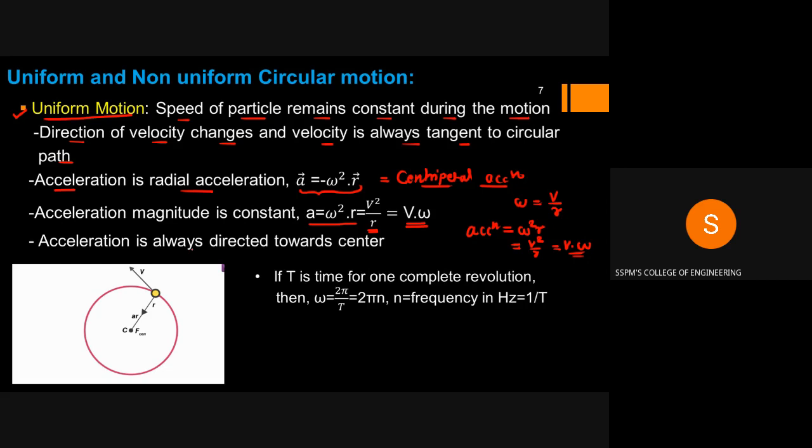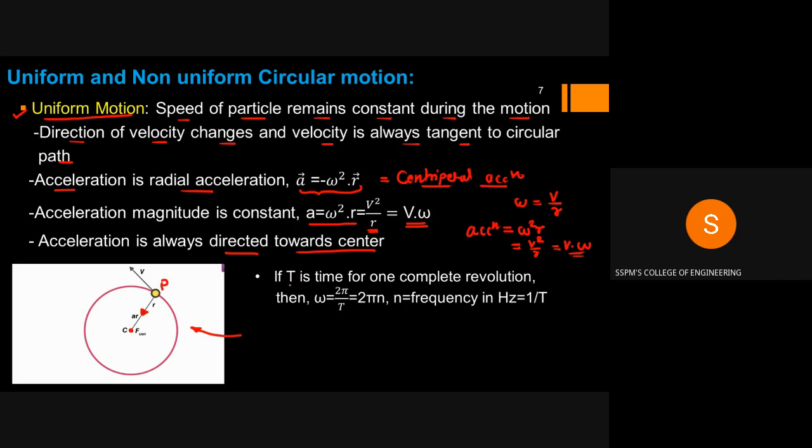Now the acceleration is always directed towards the center. So this is the centripetal acceleration. You can see here in this diagram, this particle P performs circular motion around the point C. This is the radius vector. So this is the direction of the centripetal acceleration or the radial acceleration. It is always directed towards the center of the circle.